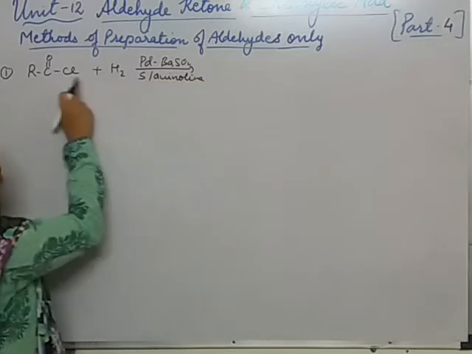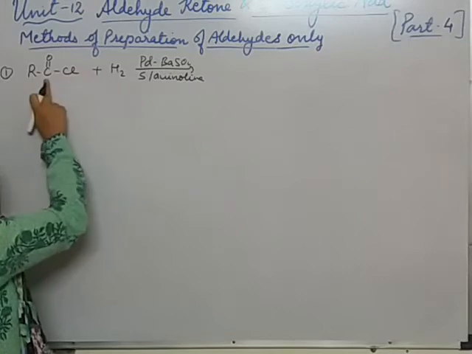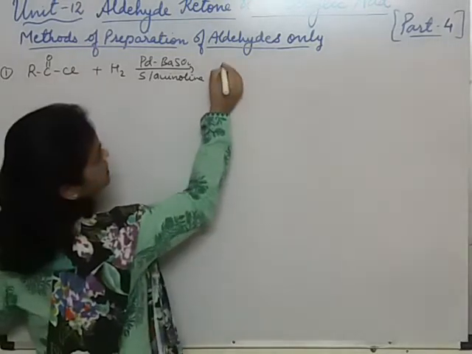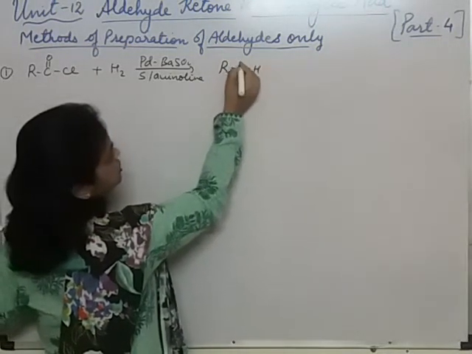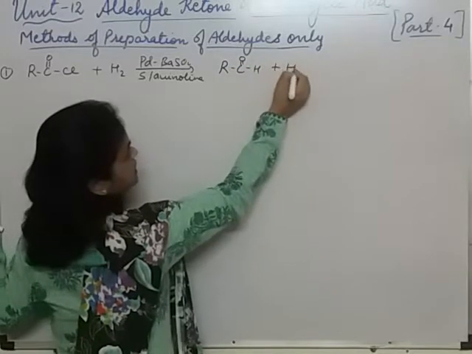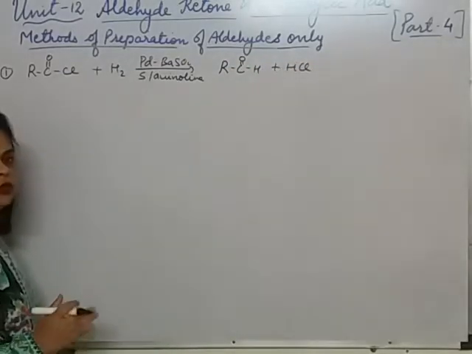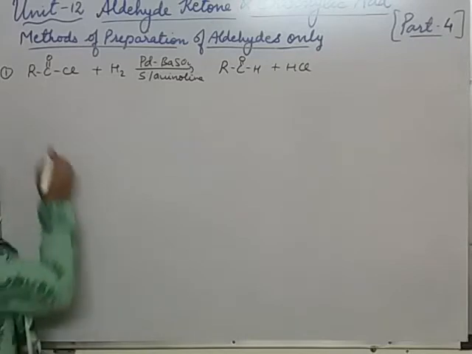One H will combine with the Cl and one H will combine with this H, and we will get RCHO along with HCl. And I have already told you we cannot prepare HCHO by this method.